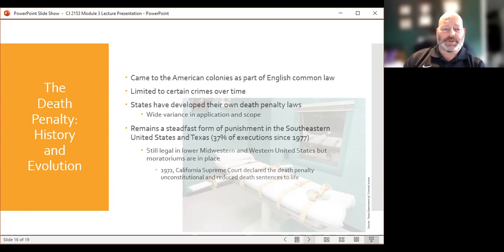The death penalty is still legal in the lower Midwestern and Western United States, but moratoriums have been in place for some time. For example, in 1972, the California Supreme Court declared the death penalty unconstitutional and reduced all defendants with a death sentence to a life in prison sentence.